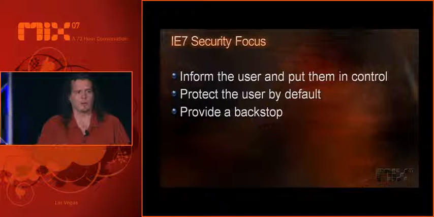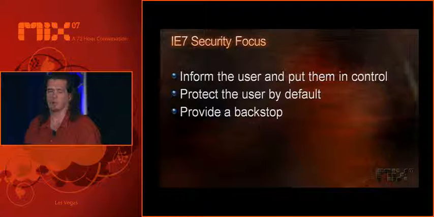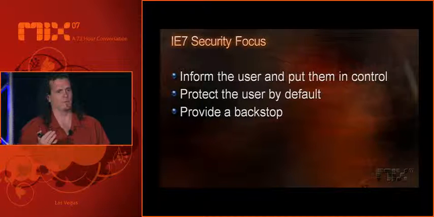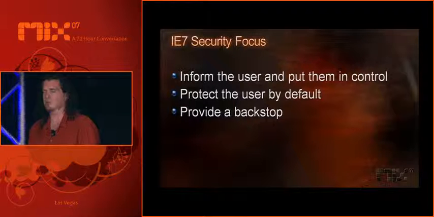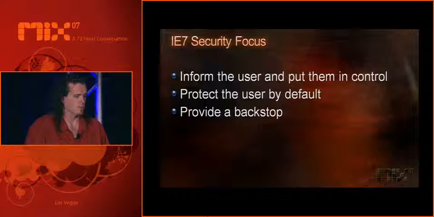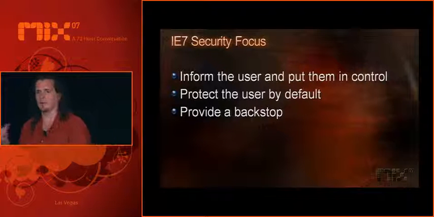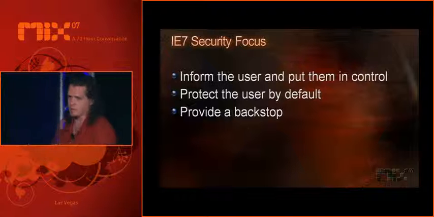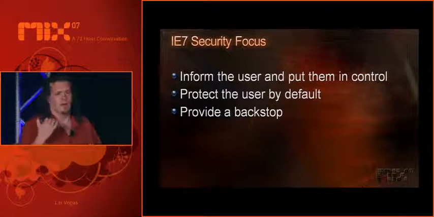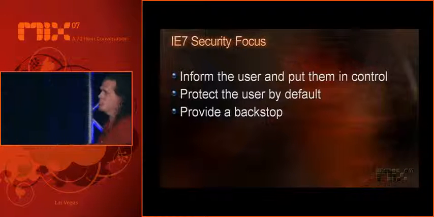So overall, our goal with our security feature was to inform the user and put them in control, protect them by default anyways, even if they're uninformed, even if they don't know what to control, they're still protected because of things like anti-phishing, for example. And then provide a backstop at the back end that's going to make sure that even if there is an exploit, even if we haven't found every single buffer overrun bug, even though we're trying to do that at the same time, an exploit is sort of contained. It can't damage quite as much as it can today.